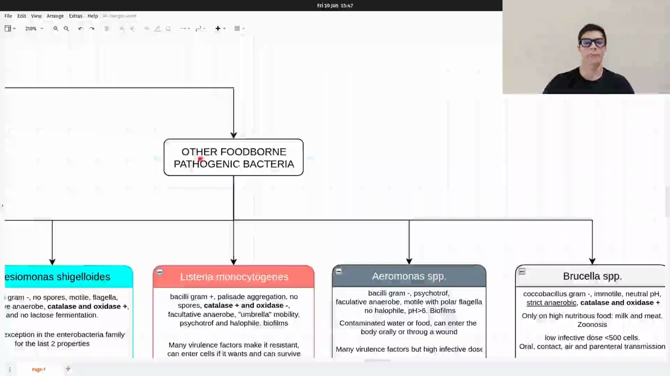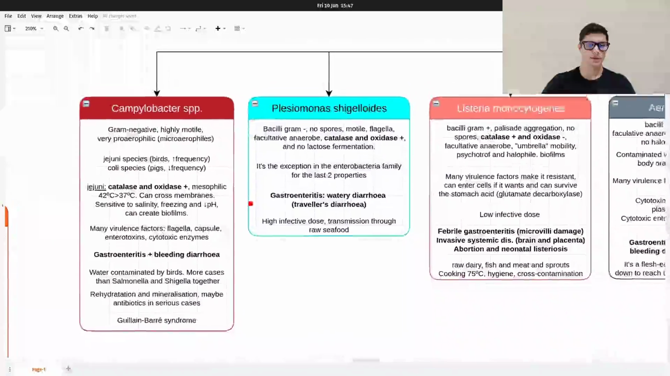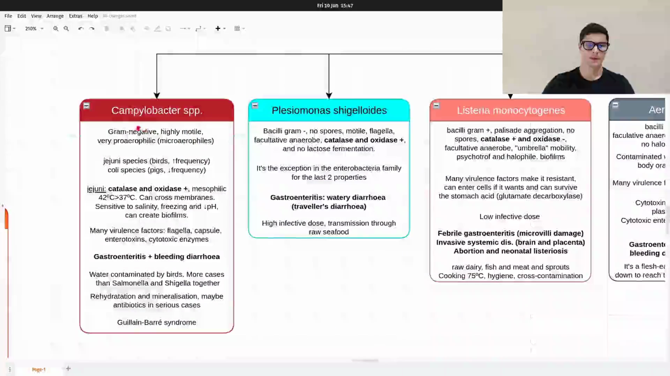So let's begin. We have the other foodborne pathogenic bacteria, which are the Campylobacter, gram-negative, highly motile, very microaerophilic. Indeed, it's a microaerophile. The jejuni species, the Campylobacter jejuni, comes from the bird, and there is a high frequency of that. And the Campylobacter coli comes from the pigs, and it's a very low frequency in that. We're going to focus on the jejuni.